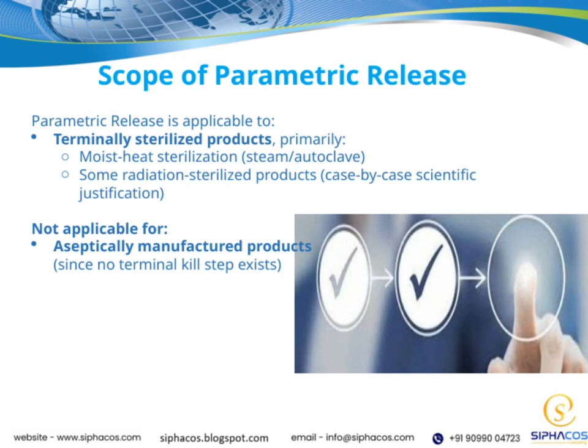Now, it's important to note where parametric release does not apply. It is not suitable for aseptically manufactured products. These products are produced in a sterile environment but do not go through a terminal sterilization step, so we can't rely solely on process parameters to confirm sterility. Understanding the scope helps us determine when parametric release can be confidently used, streamlining release procedures while maintaining safety and quality.